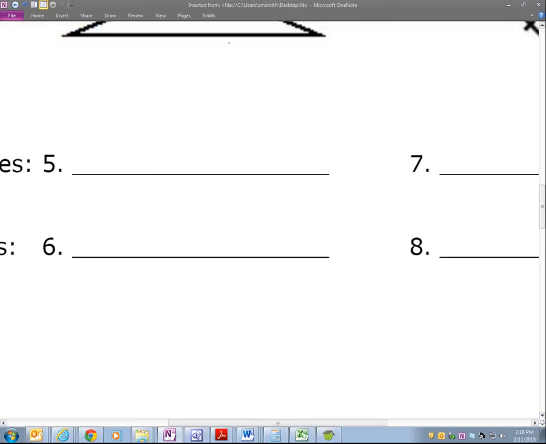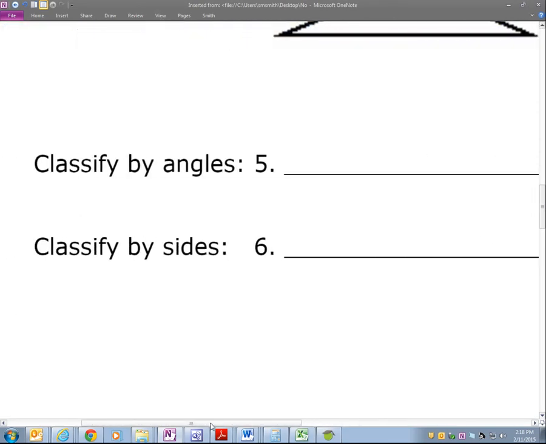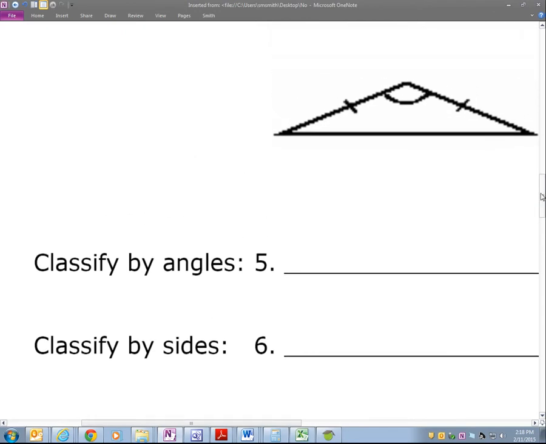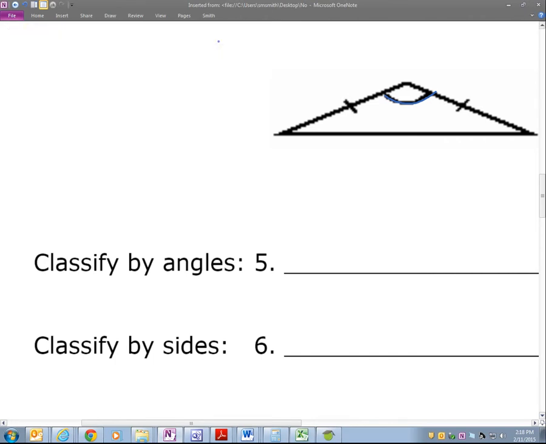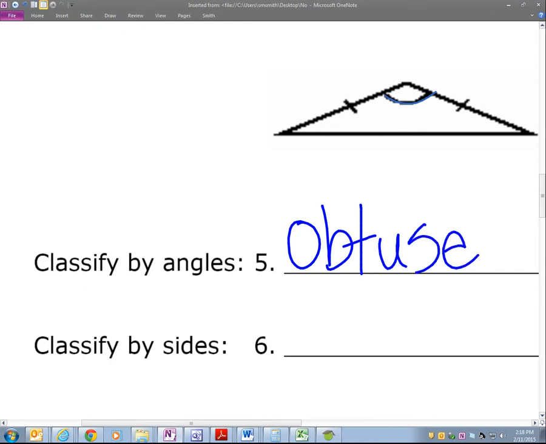So we're going to classify it by the angles first. And we see one really big angle here. So what does it mean that this is going to be? Obtuse, again. Then we have classify by sides. Corey, what do you got? How many sides are the same?